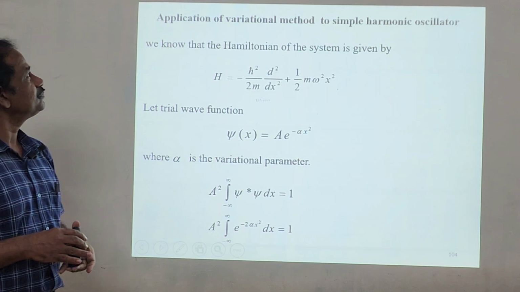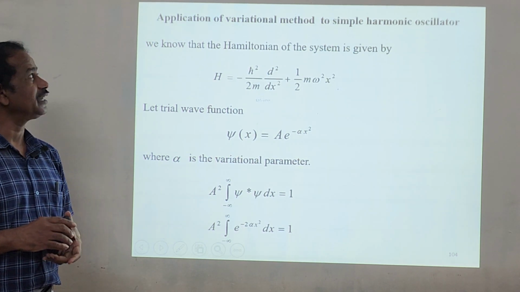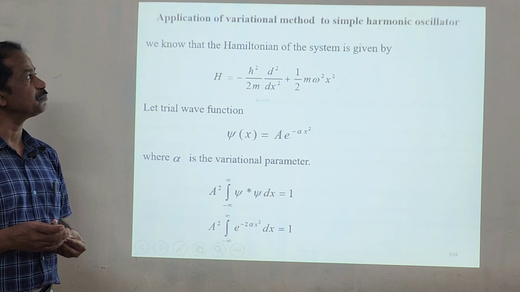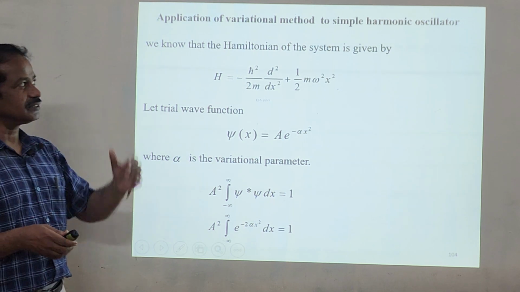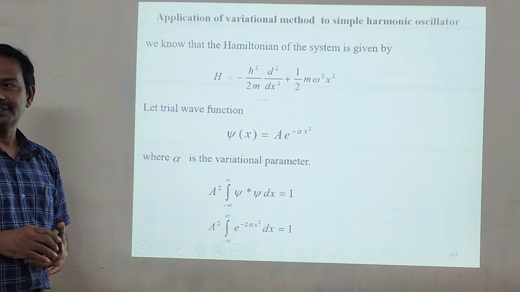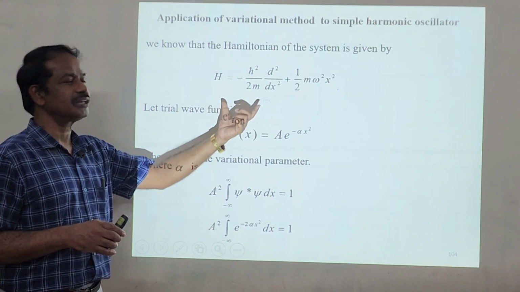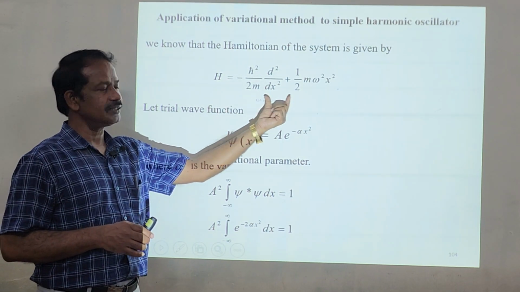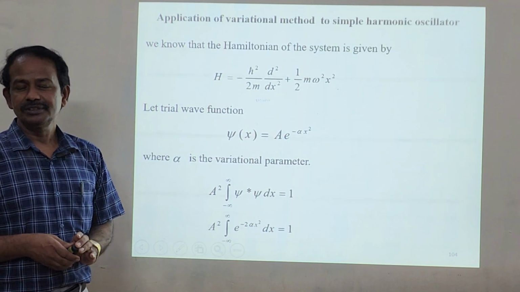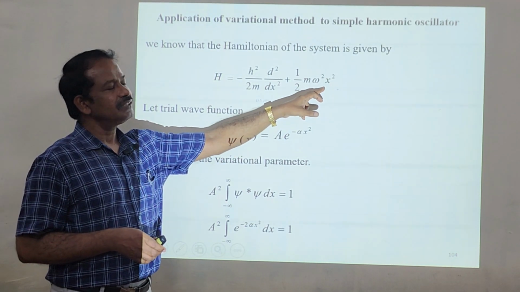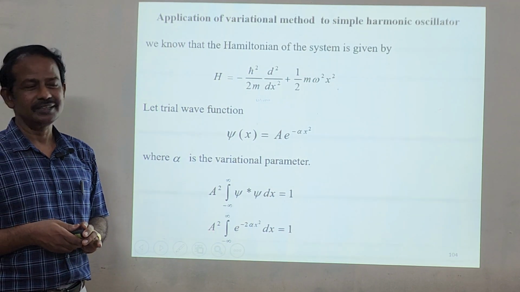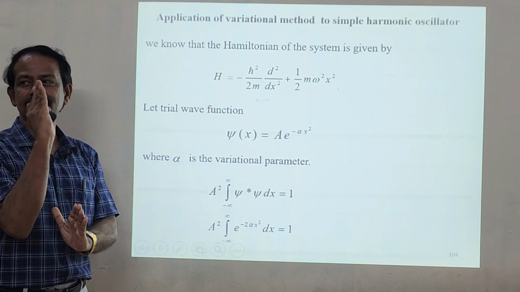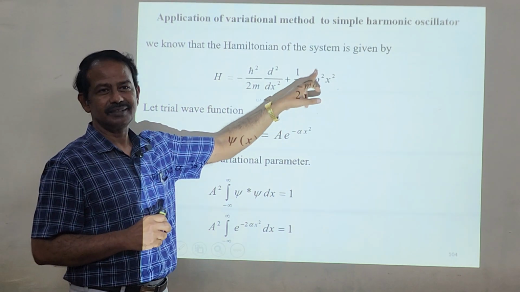Good morning, students. So now we'll go for the third application of the variational principle. Application is nothing but the simple harmonic oscillator. Of course, we know the equation for the simple harmonic oscillator is given by kinetic energy plus potential energy. The very important thing is that the potential energy varies with x squared. Okay, so this is symmetric about its mean position, x squared.